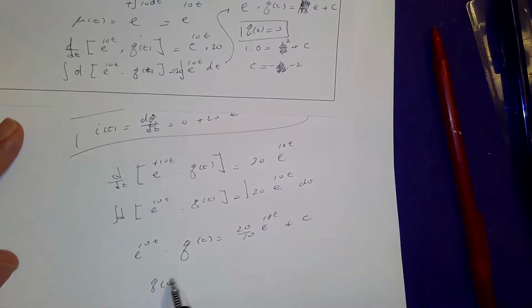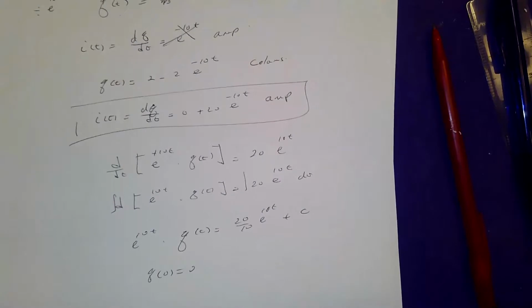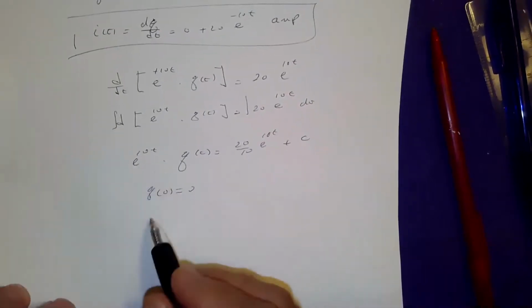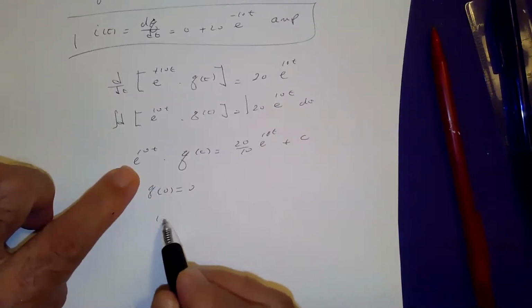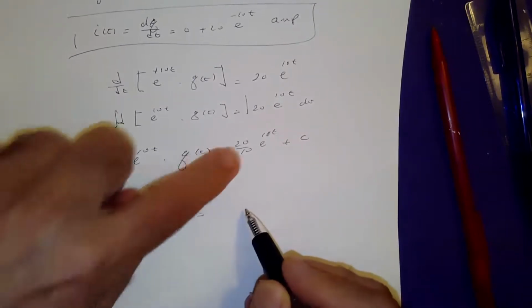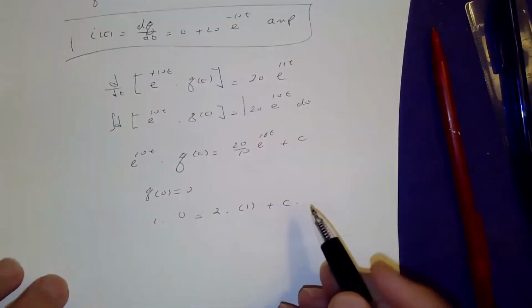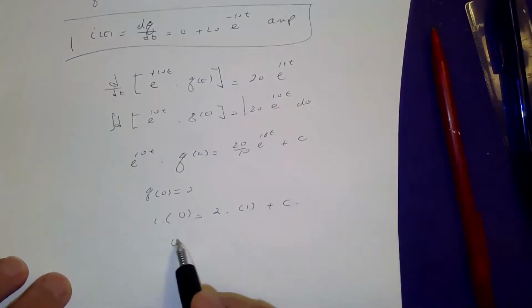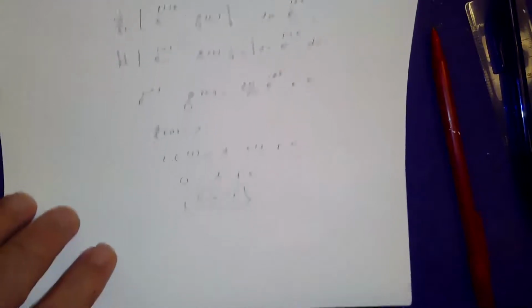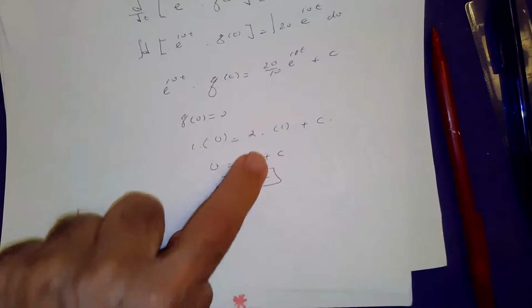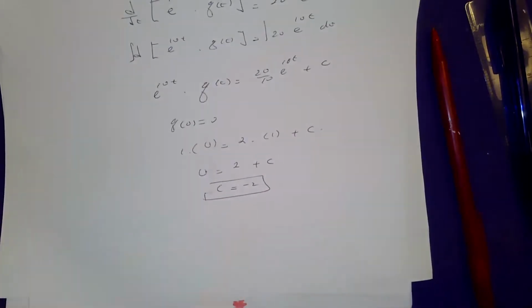But remember, q of 0 is 0. Let me just show you what I'm writing here. So what does that mean? This is e to the 0, which is 1. That's 0. This is 2. That is 1. That is c. This is 0. This is 2. Isn't c equal to -2? Remember, that's 1 times 0. So it's 0. Move the 2 over, so it's -2. I think that's what it is.